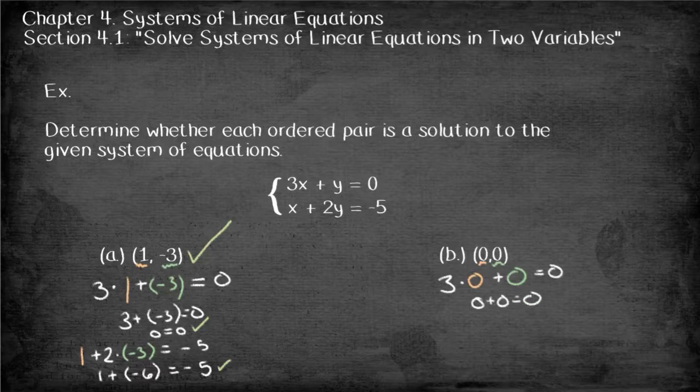All right, so for the first one, I get 0 equals 0. So (0, 0) is a solution to the first equation. Let's check out the second one. And for the second equation, we see that we get 0 equals negative 5. And the point has to be a solution for both equations. You have to check both of them. So (0, 0) is not a solution to the system.